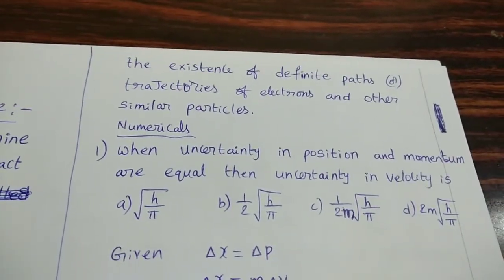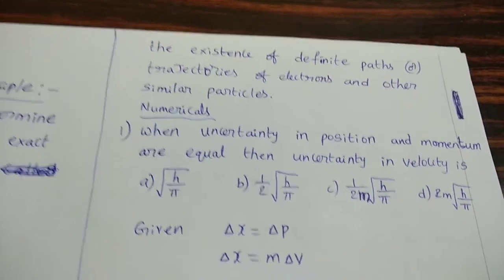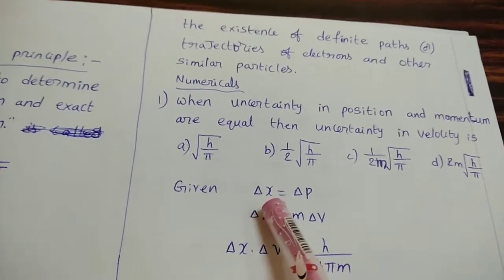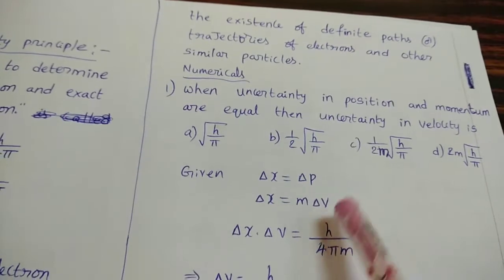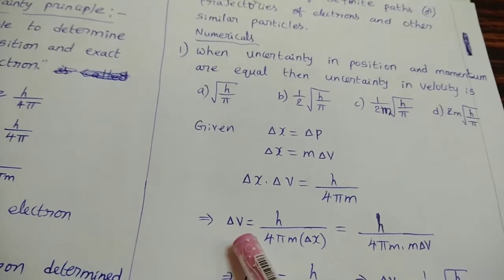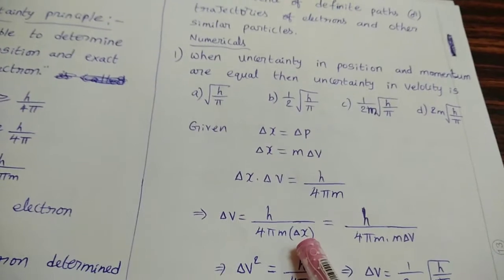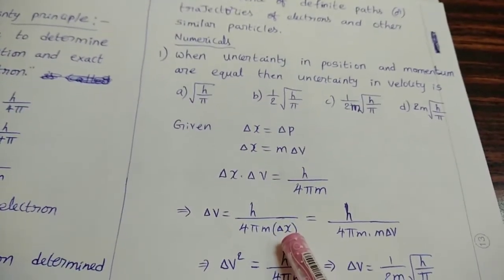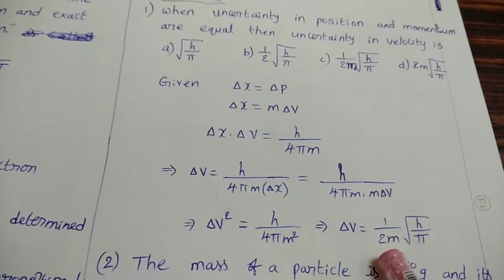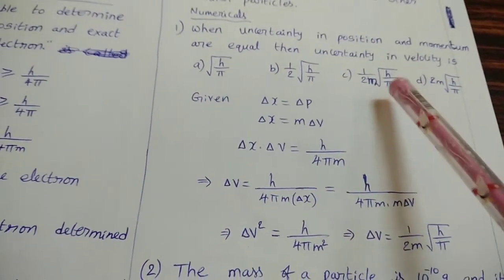When uncertainty in position and momentum are equal, then uncertainty in velocity is? This is the given condition. Uncertainty in position is equal to uncertainty in momentum. From this we can write this one. We want uncertainty in velocity: delta v equals h by 4 pi m into delta x. Instead of delta x, we can write this, then we can get this. Finally, delta v equals 1 by 2 m into square root of h by pi. Option C is the answer.